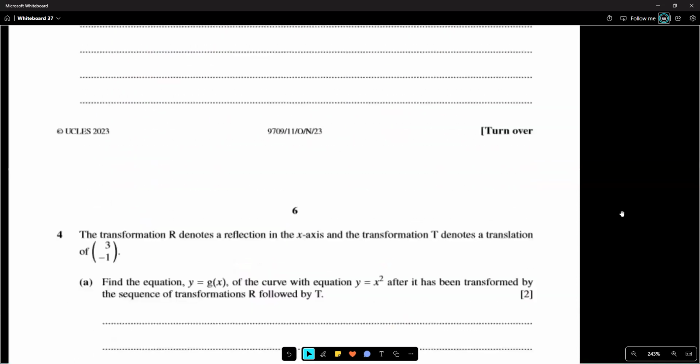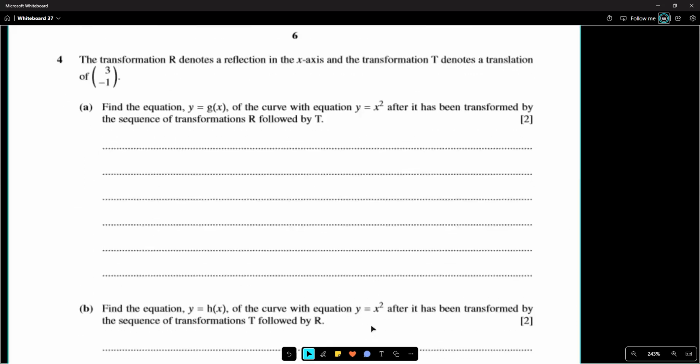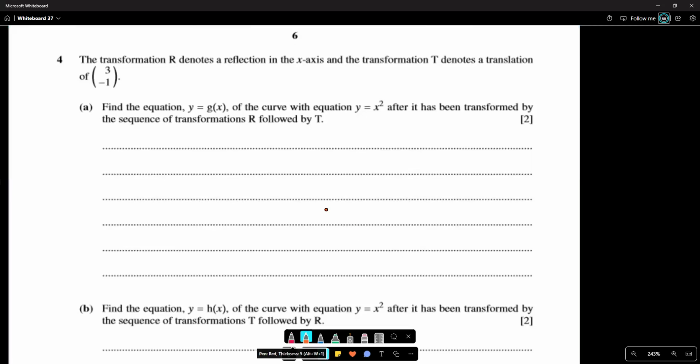The next question. Okay, let's check this. So on the next question, they say the transformation R denotes reflection in the x-axis. Remember, reflection in the x-axis, we make y negative, right? Or you can say make f of x negative. That's what it means, right? And the transformation T denotes translation of 3 units to the right. Remember, if it's positive, it means to the right. And then here, it's 1 unit down.